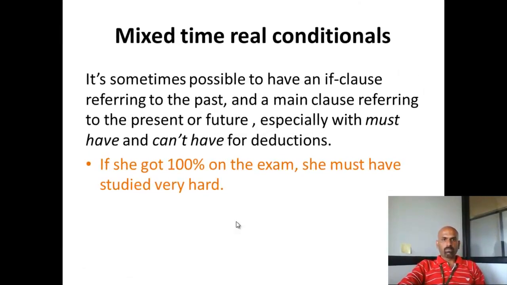Next, if she got 100% on the exam, she must have studied very hard. It's sometimes possible to have an if clause referring to the past, that is, if she got 100% on the exam, and the main clause referring to the present or future. Here it refers to the future, especially with must have and can't have for deduction. So here it's must have. If she got 100% on the exam, she must have studied very hard.